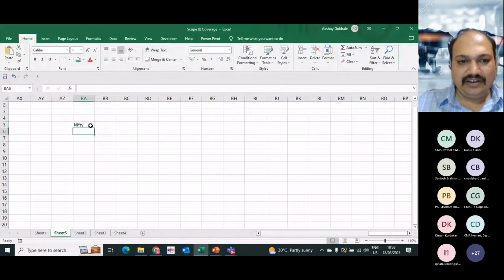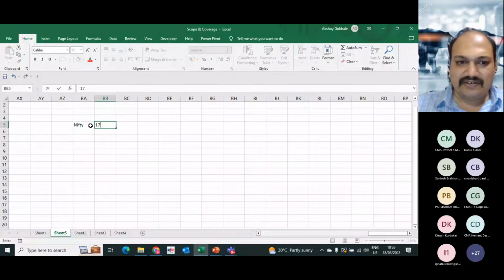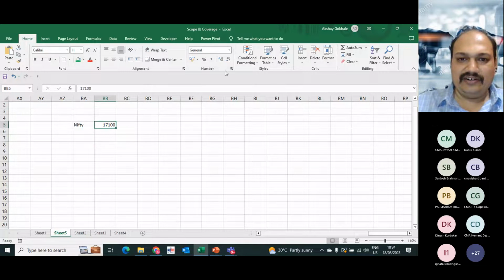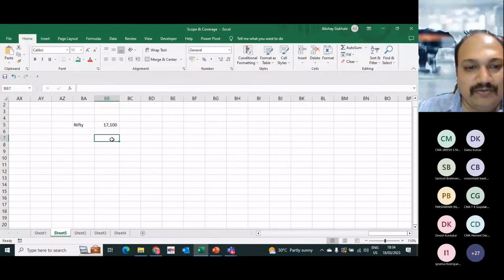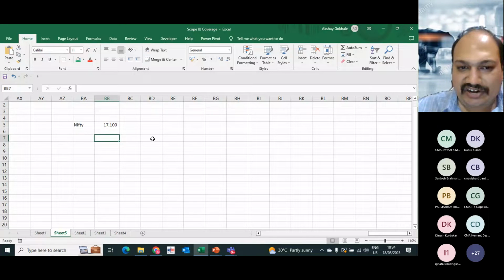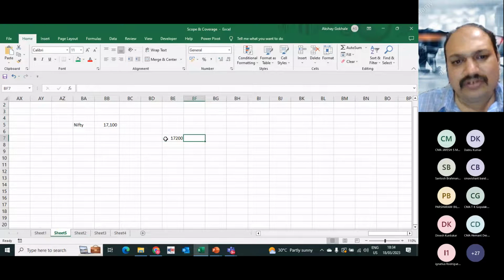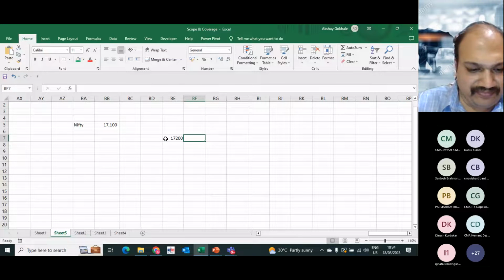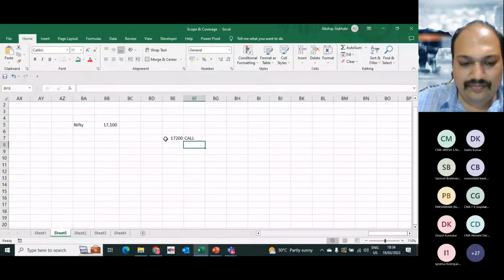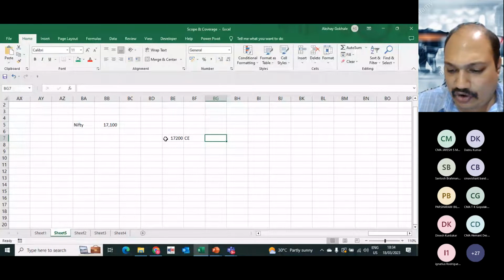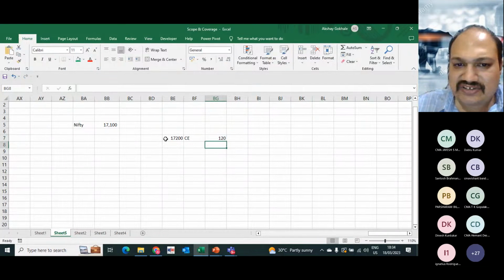Take an example. Suppose Nifty is trading at 17,100. And suppose there is a call of 17,200, or any near call, ATM call or in-the-money call. Take the example of the 17,200 call. It is trading at, say, 120 rupees for the current week, right?